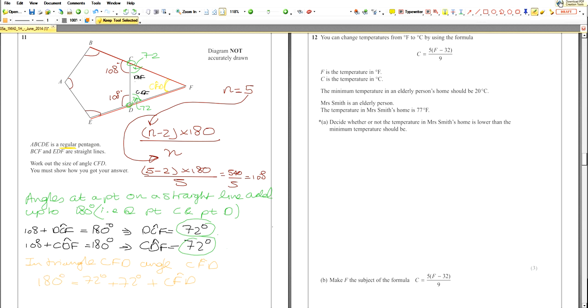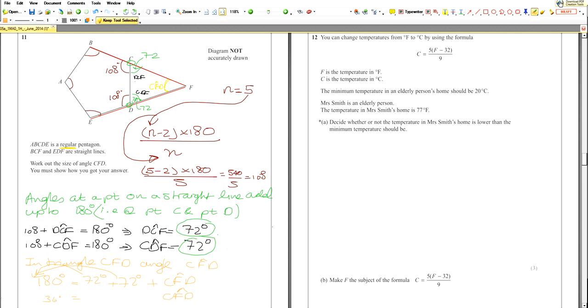So all of these three angles, DCF, CDF and CFD, should all add up to 180, because the internal angle sum of the triangle is 180. So now we can quite quickly and easily work out CFD. Opposite of adding 72 is minus 72. What's 180 minus 2 lots of 72? Minus 144. So it's 180 minus 144, which will give us an answer of 36 degrees.